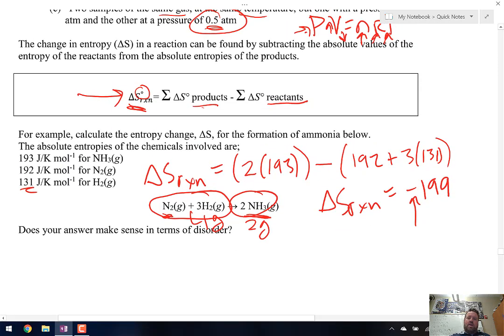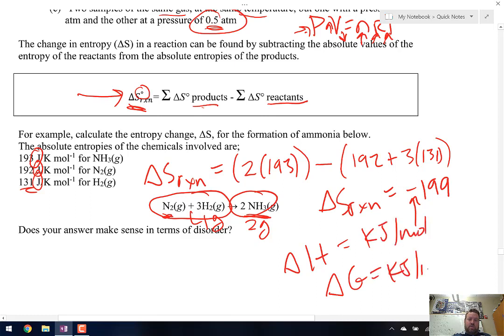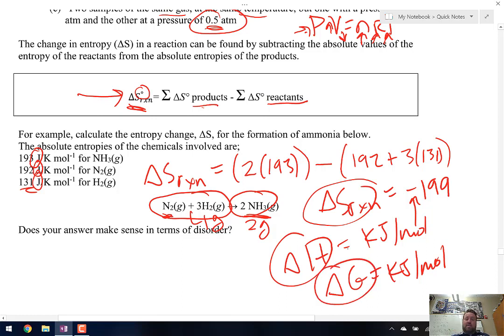Okay, now when you measure entropy, you'll notice here that many times they give that value to you in joules. So when they give you that value in joules, just know that many times when you use delta H, and in our next lesson we're going to talk about delta G, typically those are measured in kilojoules per mole. So if you do an equation that involves delta S and delta H or delta G, you're going to have to do some converting there.